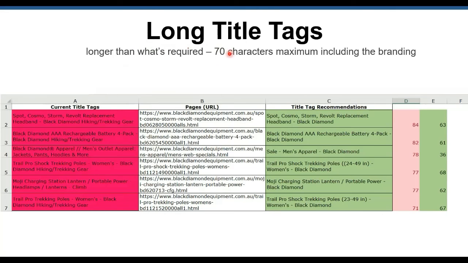Next, the long title tags. These are really, really long. Sometimes they even look like meta descriptions already because there are a lot of characters in them. They have more than 70 characters. The maximum is just 70, and if it's more than that, then it's considered a long title tag already. So here are the examples.